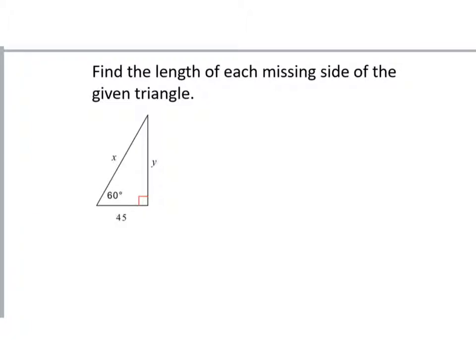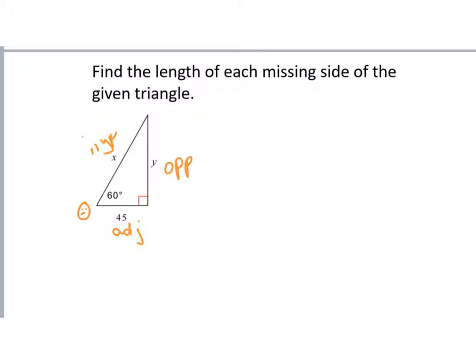The next one: find the length of each missing side of the given triangle. Again, this is a 30, 60, 90 triangle, but nothing says you couldn't say, all right, I'm standing here, this is adjacent. This one's opposite, and this one's hypotenuse. And you could set up a trig ratio to find the opposite, and then set up a trig ratio and find the hypotenuse. You just have to do 2 sets of trig, which is not a problem, easy to do, okay?